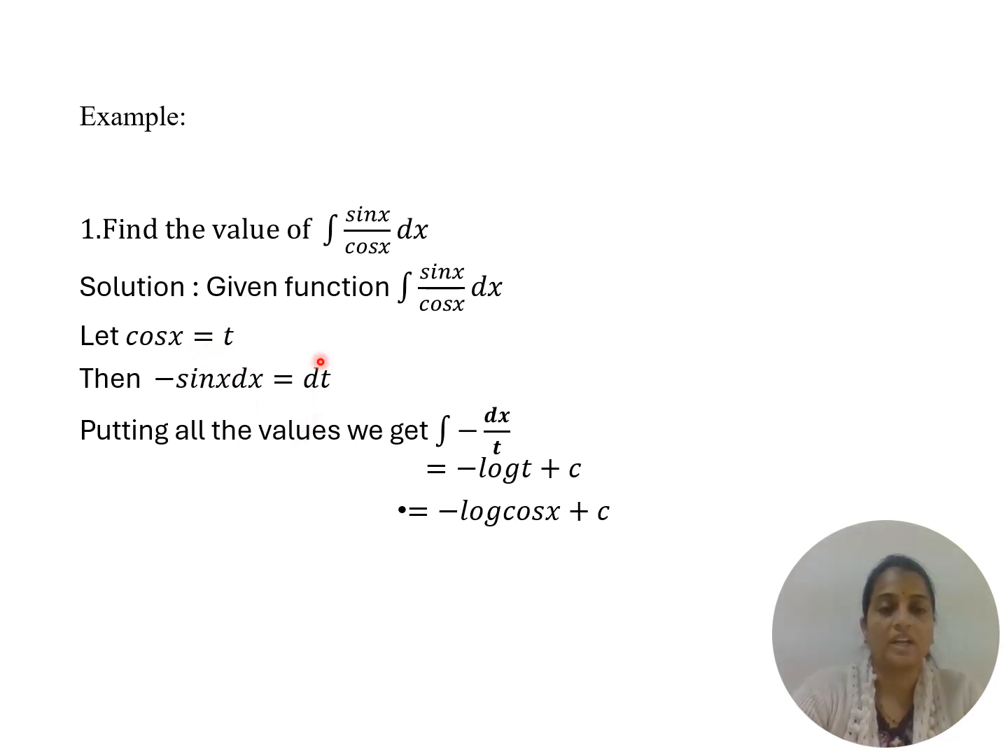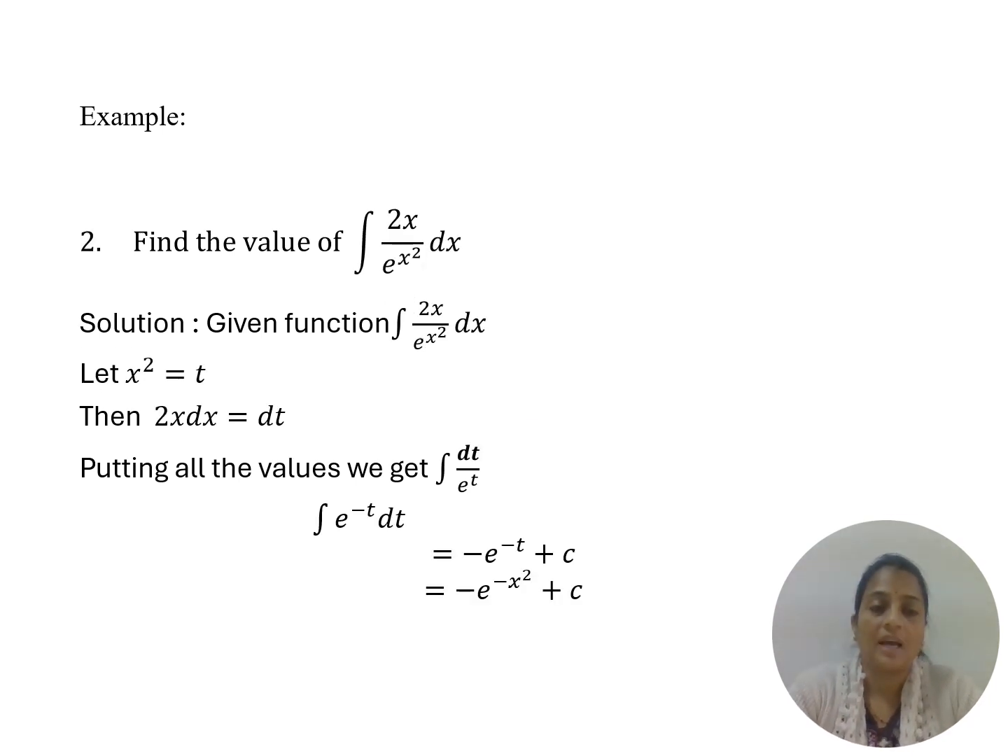So putting these two values in this equation, sin x dx is equal to minus dt, so here we write minus dt upon t. Integration of 1 upon t is log t, so we write minus log t plus c. Here c is an arbitrary constant because this is an indefinite integral. And put the value of t, so t is equal to cos x. So the answer will be minus log cos x plus c.